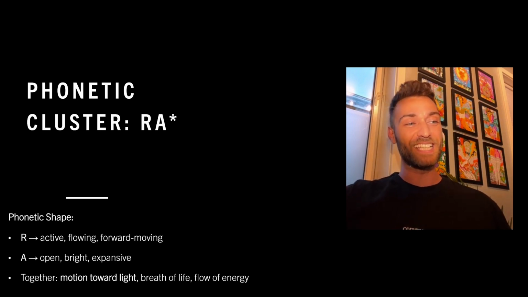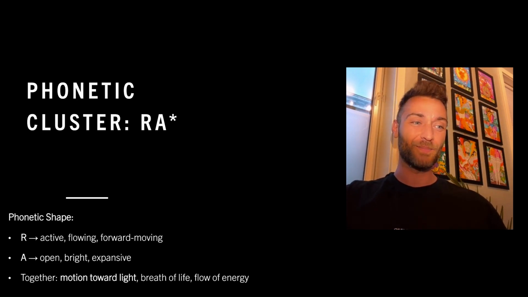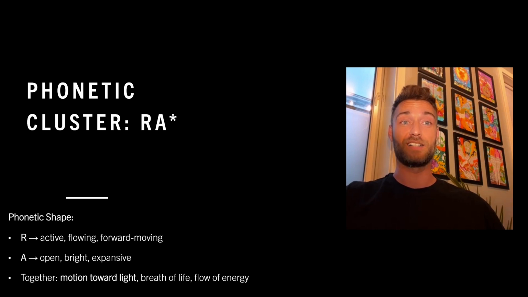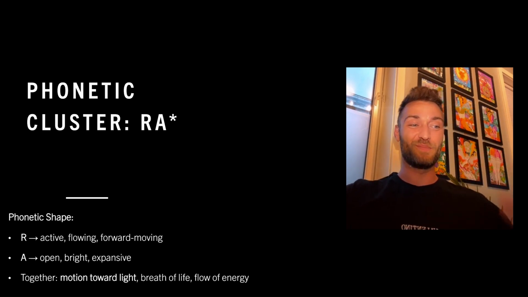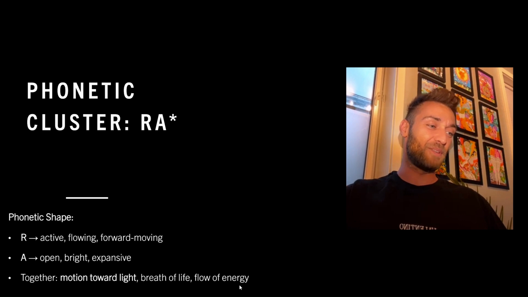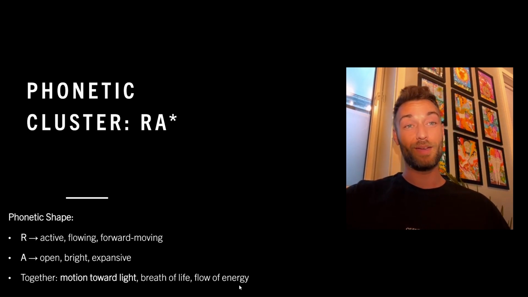So let's begin with the basics. The phonetic cluster ra. As I said in the previous videos, it has the rolling r and the a, ra, ra, or just ra. We get the flowing r, and then the open a, an expansive and bright a. And then we get these types of phonosemantic shapes. But that's not the only thing we will be looking at.